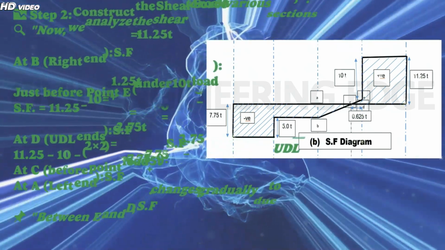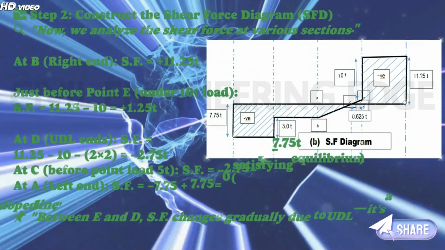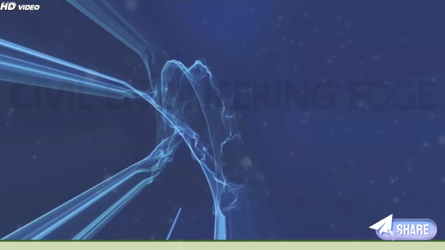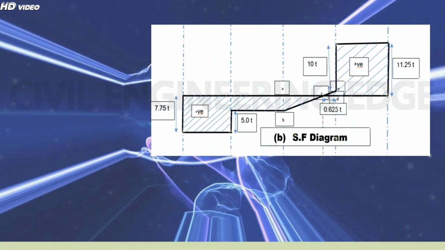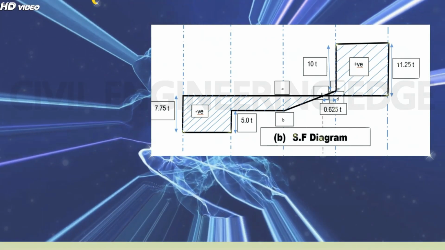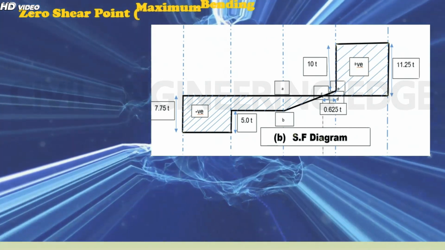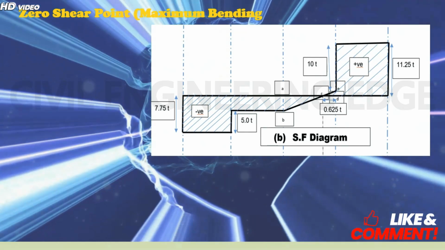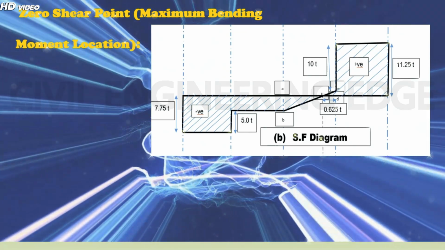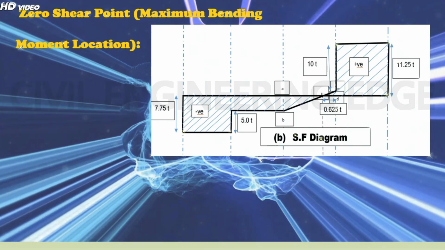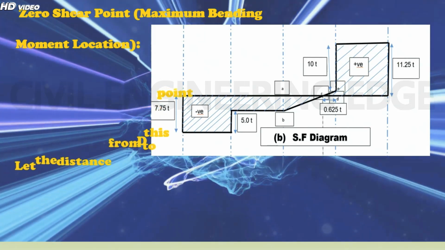Step 2. Construct the shear force diagram, SFD. Now we analyze the shear force of various sections. At B, right end, shear force equals plus 11.25 ton. Just before point E, under the 10 tons load, shear force equals 11.25 minus 10, which equals plus 1.25 tons.